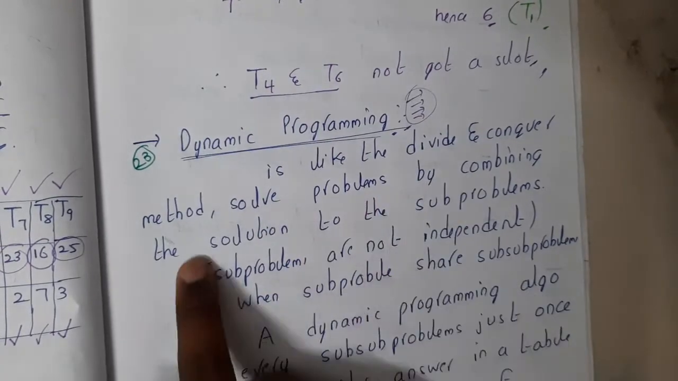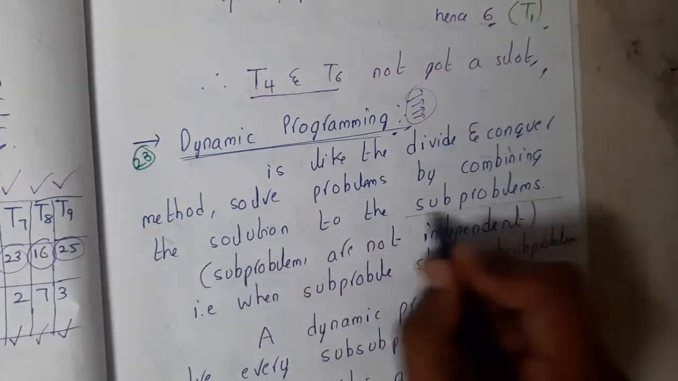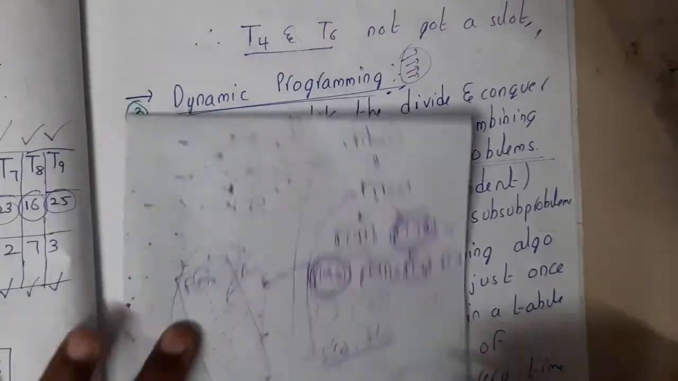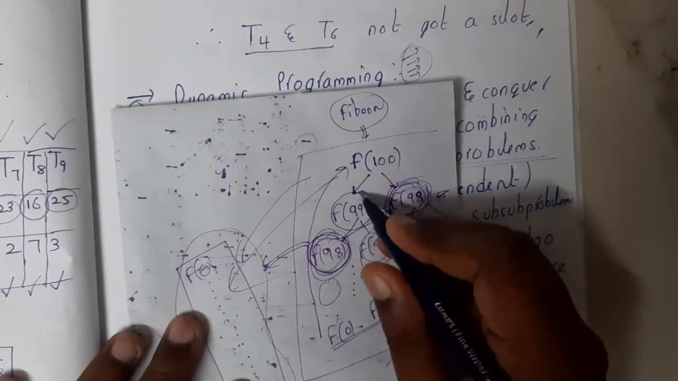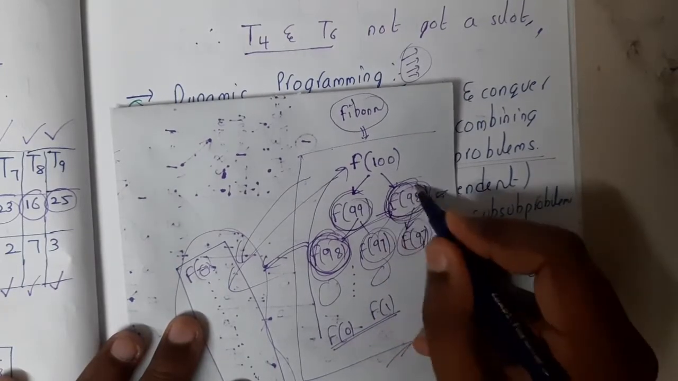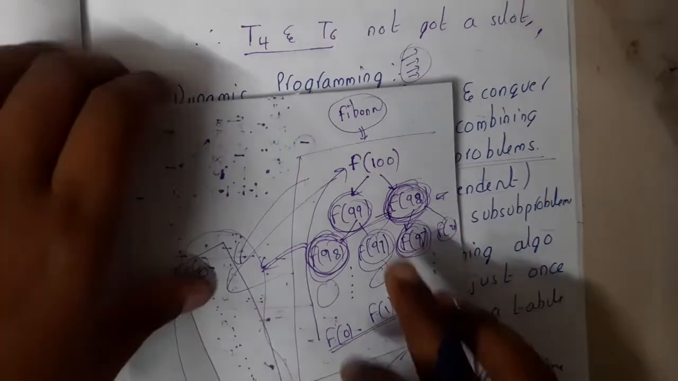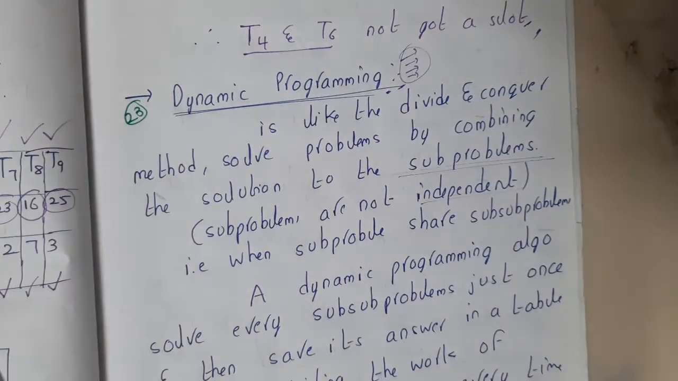Solve problems by combining the solutions of sub problems. Sub problems are not independent. So basically they are dependent, right? To calculate 99, you need 98. To calculate 98, you need 97. In that way, they are dependent internally. So whenever there is a dependency, you can use dynamic programming.